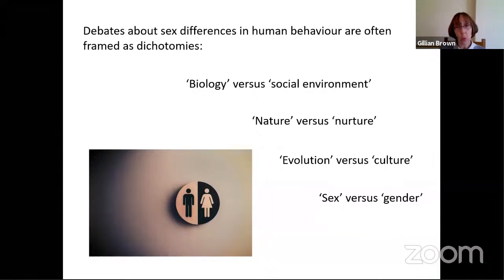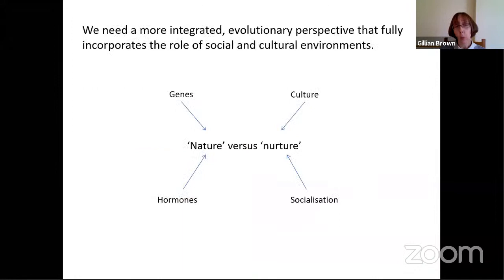But in actual fact, what I'm wanting to argue is that what we need is a much more integrated evolutionary perspective that fully incorporates the roles of these multiple variables, including the social and cultural environments. So we go back to this term nature versus nurture, which has been around for at least 150 years now, originally through Galton. And we have this notion that genes and hormones have something to do with nature, and culture and socializations are the nurture part of how we develop.